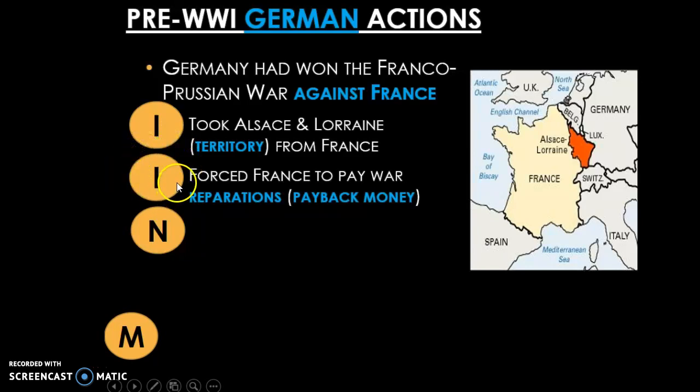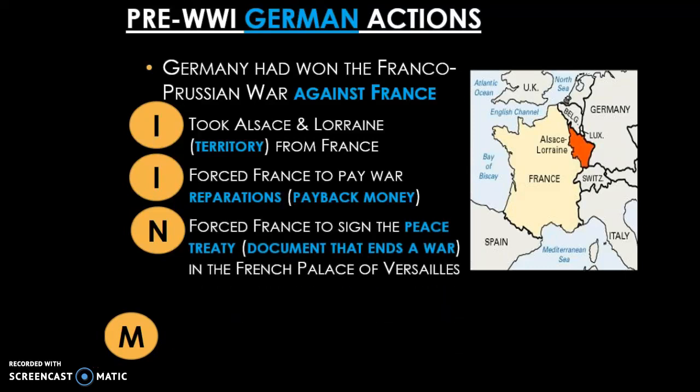And so when Germany forced France to pay war reparations, payback money, Germany was basically practicing imperialism against France. Let's take a look at the next bullet point, which is going to show us a nationalistic action, meaning an action where Germany is trying to show its pride in its own German culture, and maybe even using its German pride to kind of put France down and make the French people feel like their culture is less.